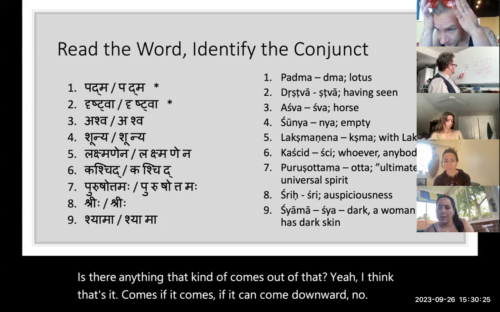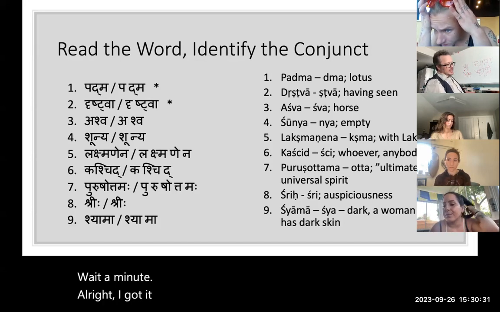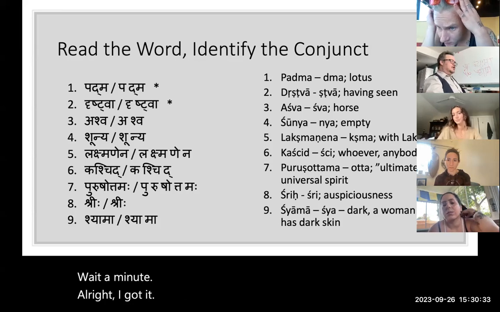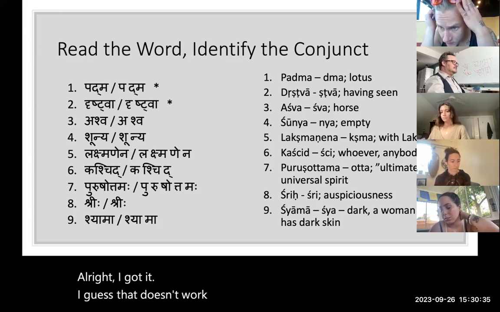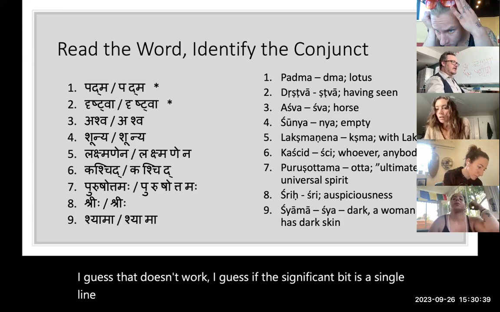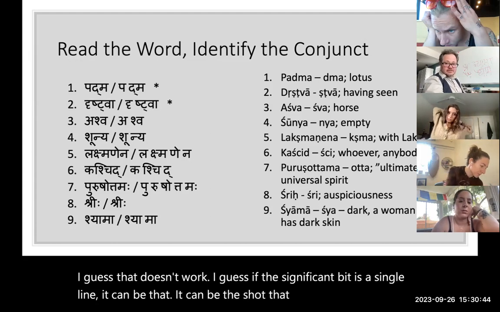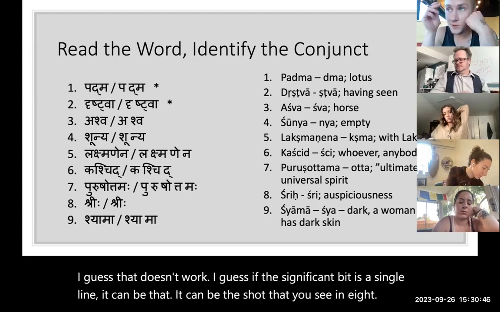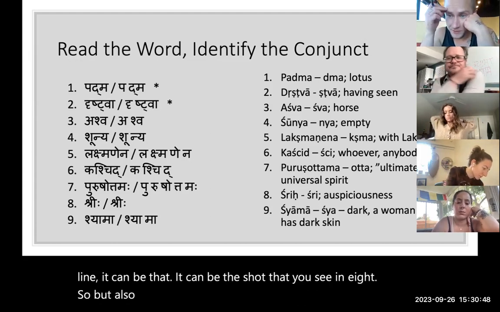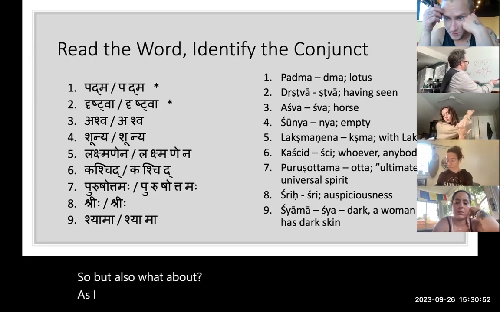Wait a minute. All right, I got it. No, I guess that doesn't work. I guess if the significant bit is a single line, it can be the sh that you see in 8. So, but also, what about ba? I can't imagine ever seeing those words.